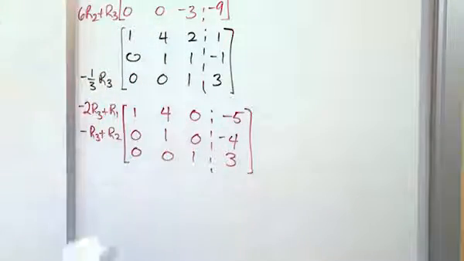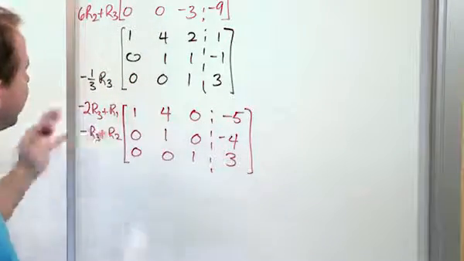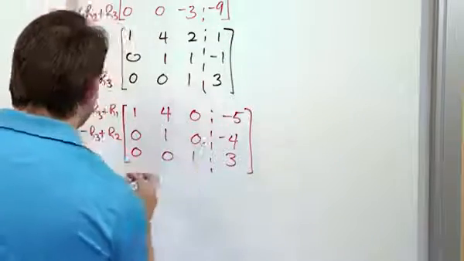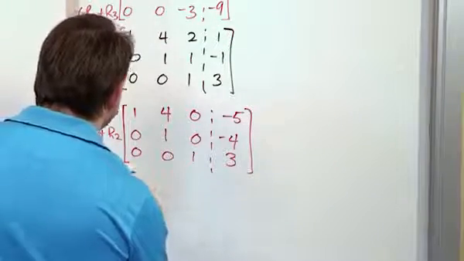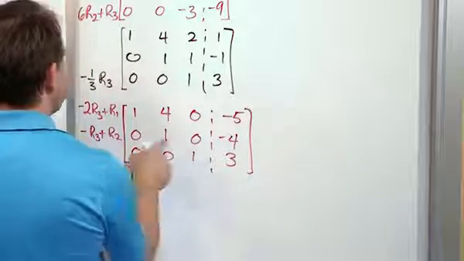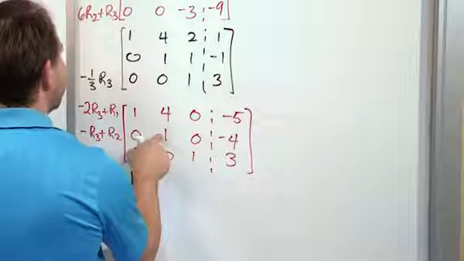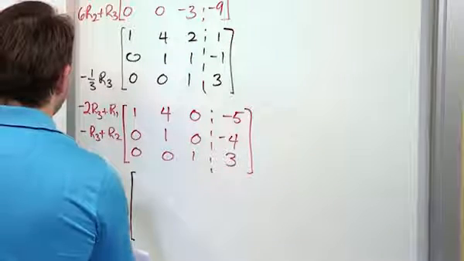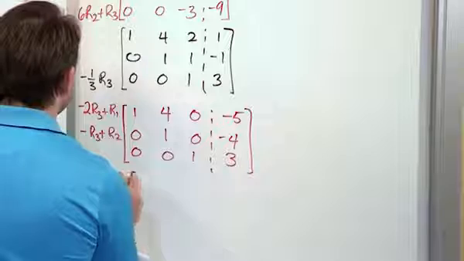Now there's only one thing left to do. I want to make this a 0. Once I've done that, then I've achieved exactly what I'm trying to do. I know it's been a long row, but stick with me. We're almost there. What I want to do here is work with this one: negative 4 times this row, and add it to this one. So negative 4R2 plus row 1.